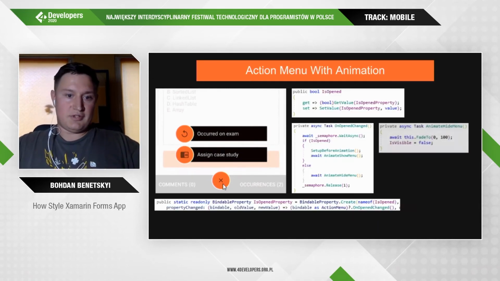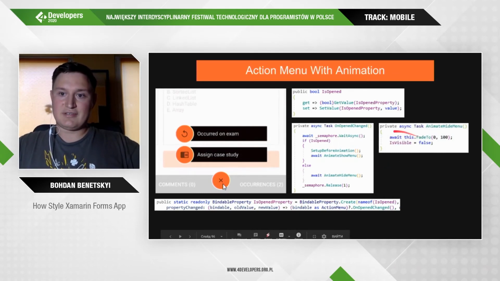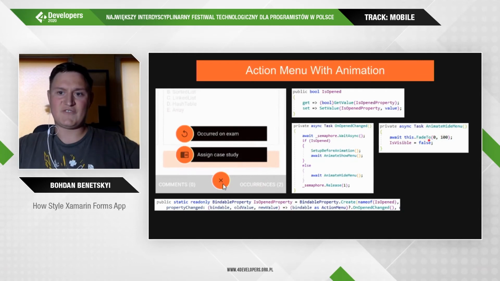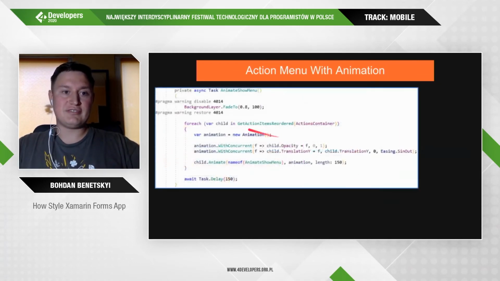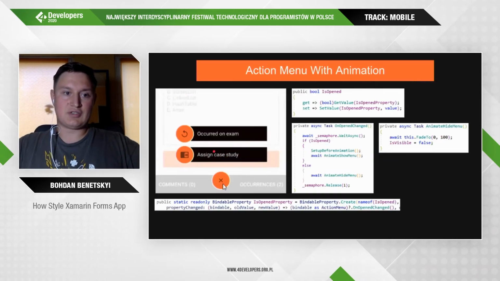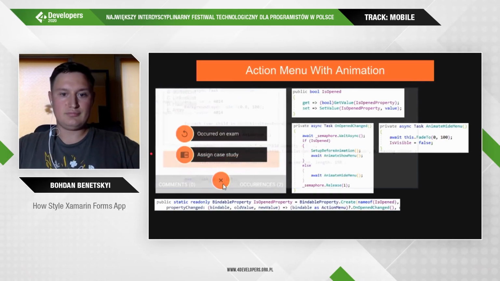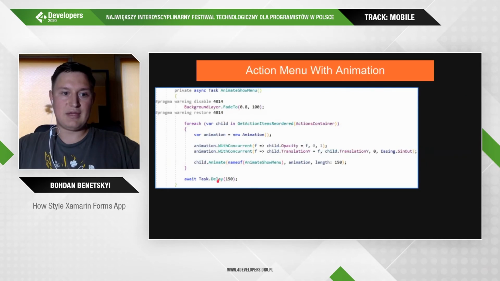I will not stop here for long. I just show you how the hide animation is done, because we just fade it out and that's it. But the open animation is slightly interesting because we start by fading in our background layer and we don't wait for that. At the same time, we show each of our action menu buttons, and they wait for the last animation to end.